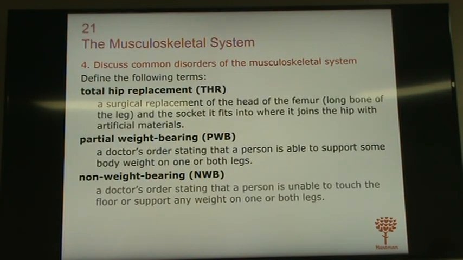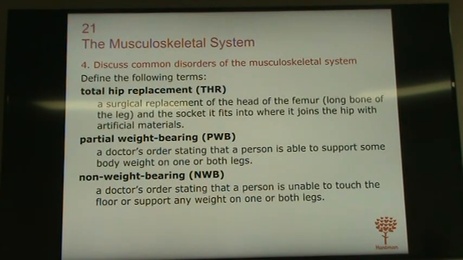Hip replacement, total hip replacement, is when the hip bone has been replaced. Sometimes it's total, sometimes it's partial. The most important thing for the CNA to know is, what is the weight bearing order? Can they put weight on one leg? Can they put weight on both legs?